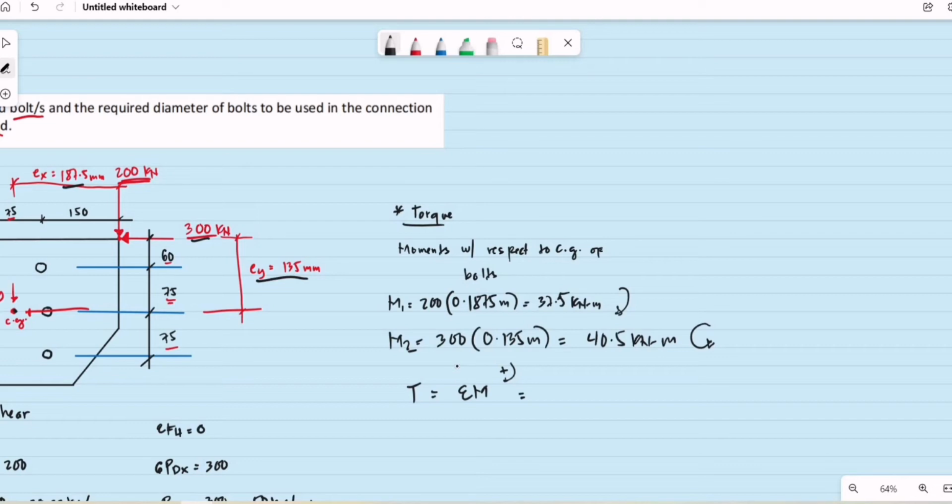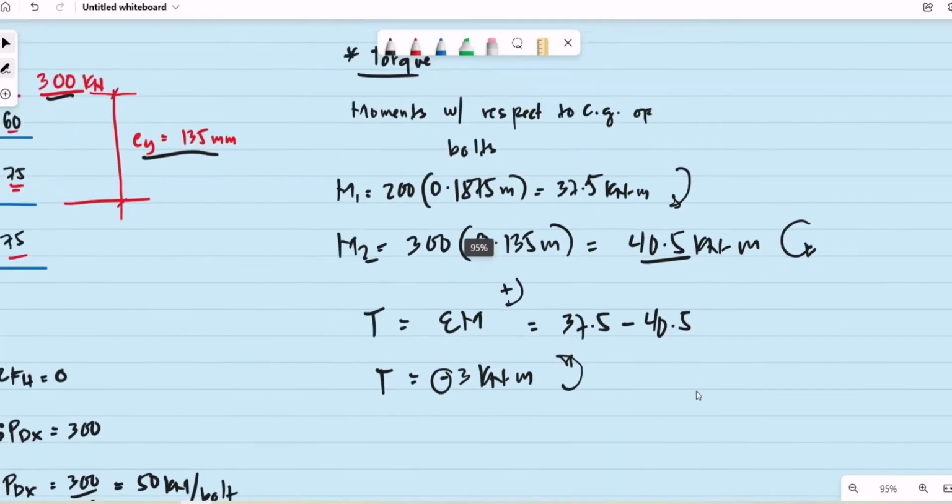So this is equal to, what is our clockwise moment? That is 37.5 kilonewton meter. Since M sub 2 is counterclockwise, this is negative, minus 40.5 kilonewton meter. So we have a net torque equal to, I think, negative 3 kilonewton meter. Again, it is negative, which means our net torque is a counterclockwise moment, or a counterclockwise torsion.